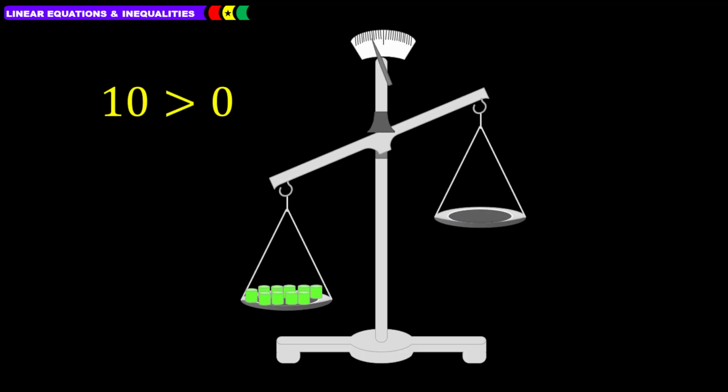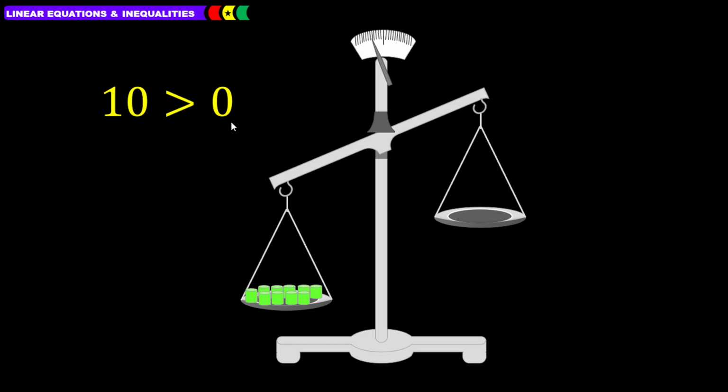Now what happens if I empty the other pan? I see that it tilts. So in other words, 10 becomes greater than 0 because the number of items here is simply greater than the emptiness that is found here. So we simply say the number of items here, 10, is greater than what?